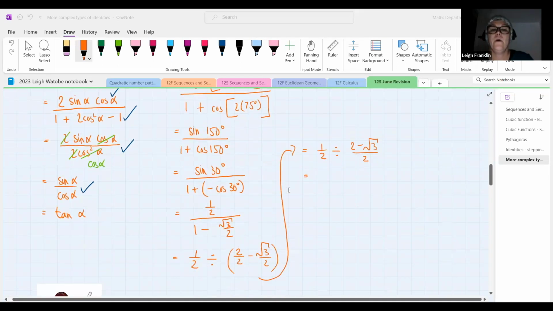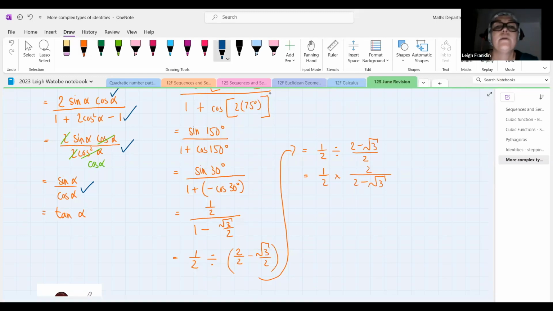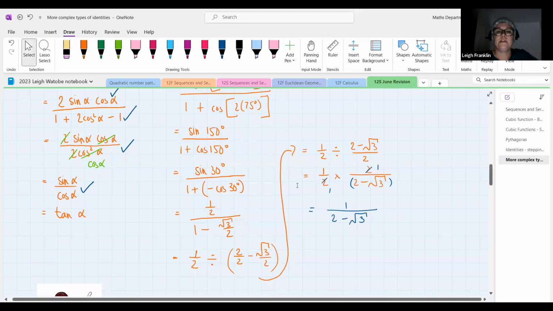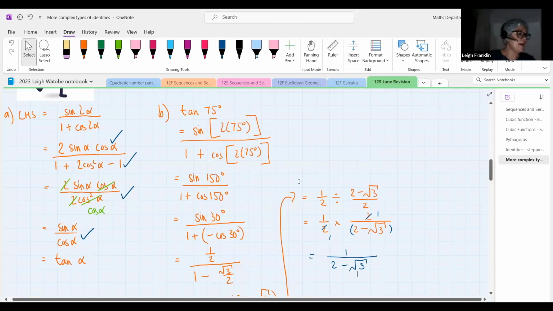Okay, you see now, all right. Tip and times, so that gives us 1 over 2 times 2 over 2 minus root 3. Okay, we can't touch anything that's inside there. That's off limits. 2 divided by 2, and that leaves us with 1 at the top and 2 minus root 3 at the bottom. Okay, and now we've worked out the value of the tan of 75. Okay, are there any questions? Did you guys get that?